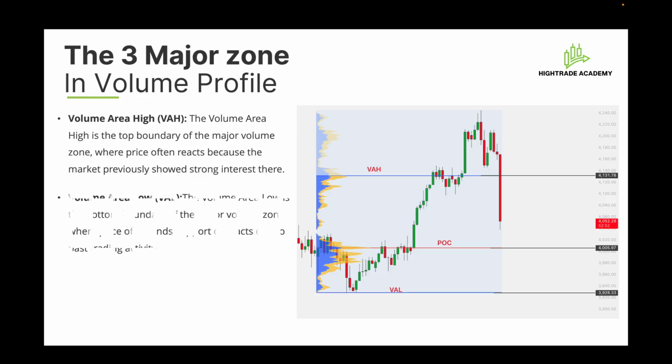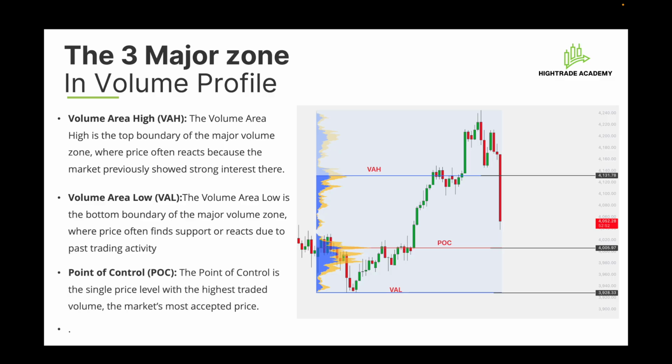Now the next level that I also look at is the volume area low. The volume area low is the opposite of the volume area high, which is the bottom boundary of the major volume zone where price often finds support or reacts due to past trading activity. So this is the volume area low, right? And like I said, the volume area low and volume area high are pretty similar. These are zones where the market has reacted before. Usually when you look at your volume profile, you will notice that there are huge transactions at your volume area high and the volume area low.